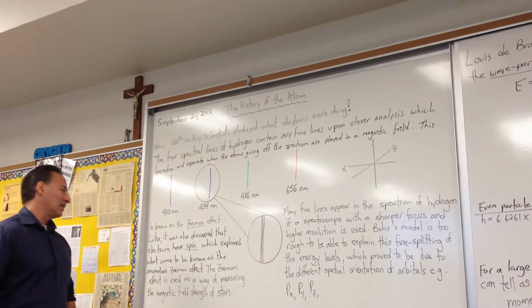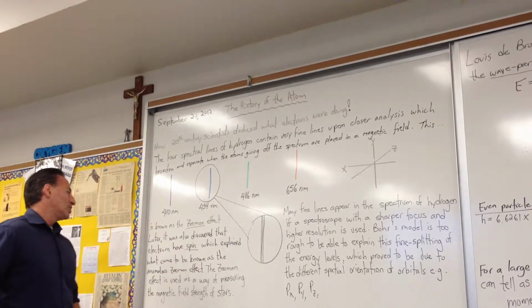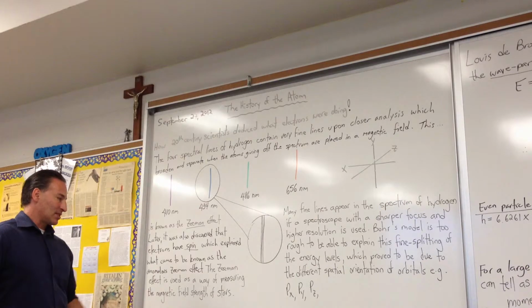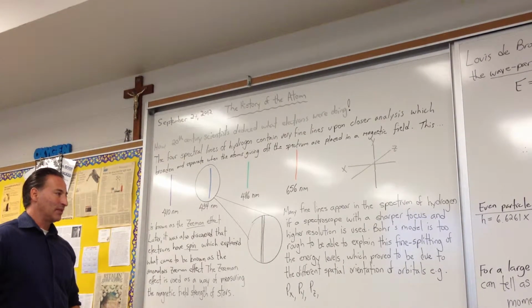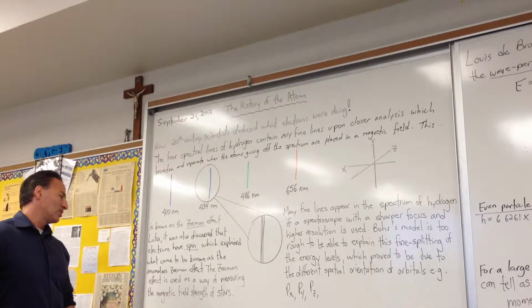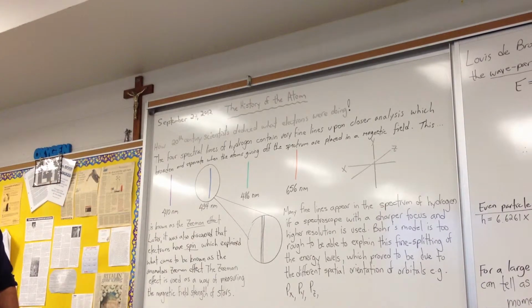Later it was discovered that electrons have spin, which explained what came to be known as the anomalous Zeeman Effect. There was even finer splitting that took place when the magnetic field was even higher, enhancing the splitting even more. The Zeeman Effect is now used as a way of measuring the magnetic field strength of stars.